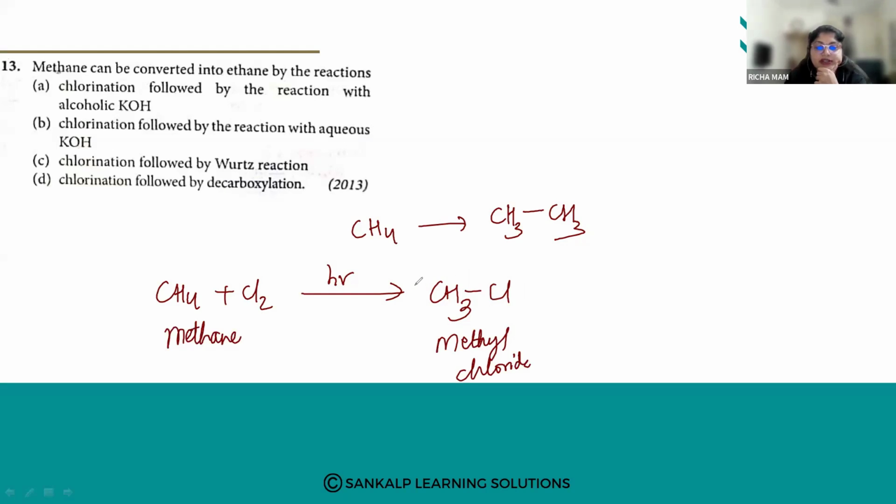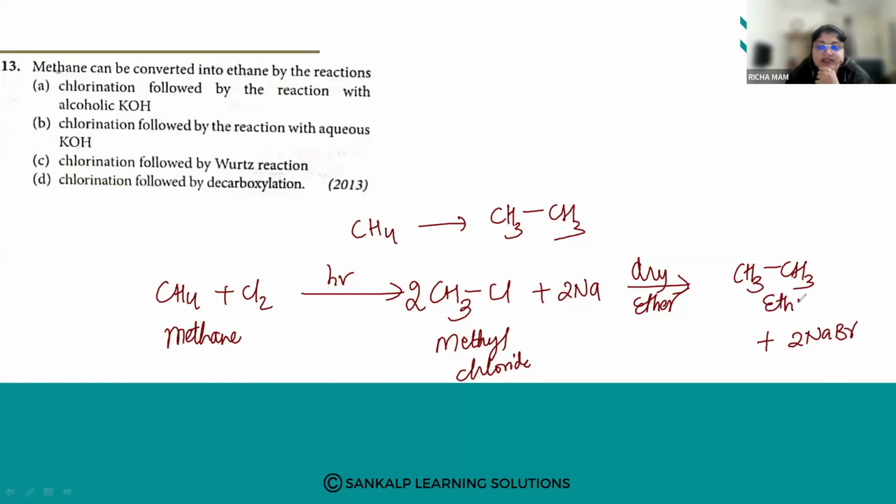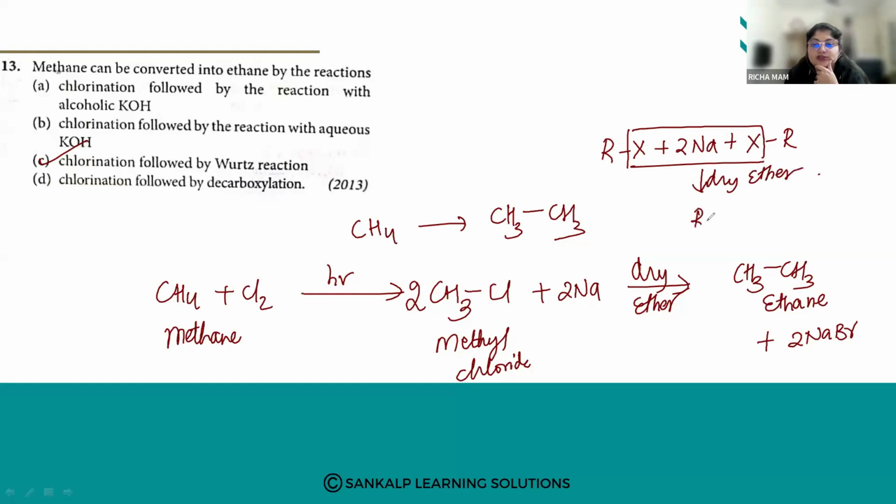Now, if I take 2 moles of methyl chloride and react it with sodium in the presence of dry ether, can I get ethane? Yes, I can get ethane, right? Plus 2 NaCl. So which reaction is this? This is a Wurtz reaction. So chlorination followed by Wurtz reaction. In the Wurtz reaction, what do we require? We require 2 moles of the alkyl halide. So we got ethane, a higher alkane. Right. So chlorination followed by Wurtz reaction, we will obtain ethane.